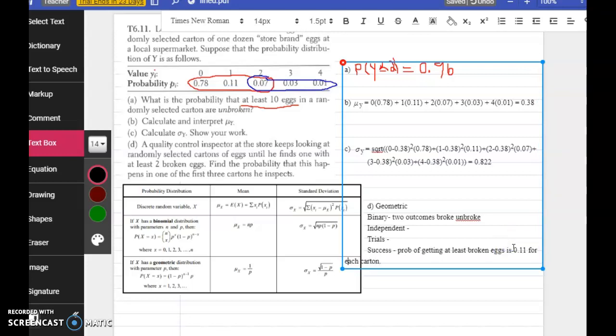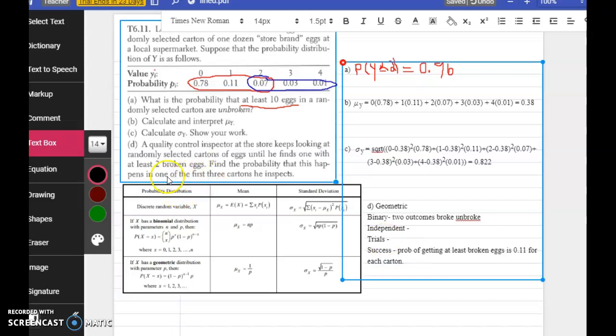So every time this manager picks up a carton, he's got a 0.11 chance for each of getting at least 2 broken eggs. So again, you make sure you write out all these on the quiz tomorrow. I'm just trying to save a little time. So now let's calculate that probability. So the probability this happens on one of the first 3 cartons.